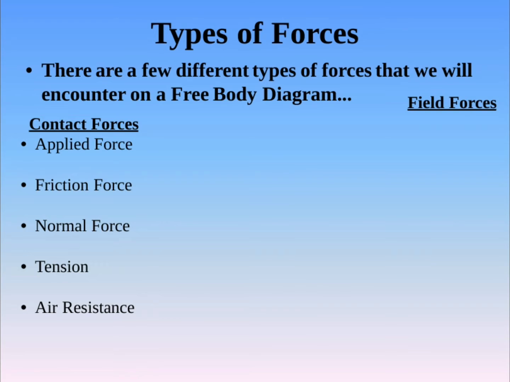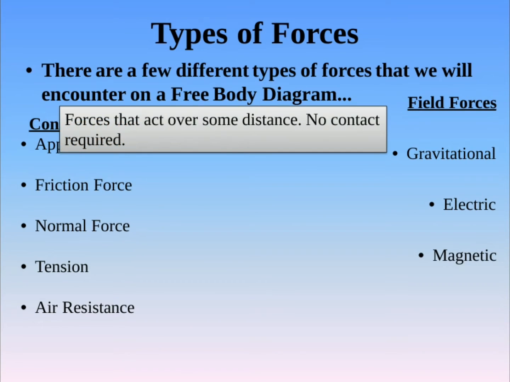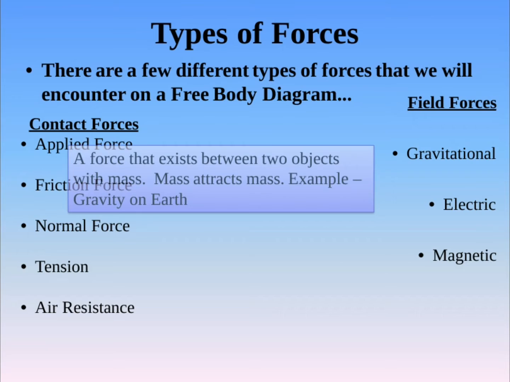Okay, so the next set of forces we'll be talking about are field forces. Some examples are gravity, the electric force, and the magnetic force. These are forces that act over some distance, so there's no contact required. They don't need to be in direct contact for these forces to be exerted. The first one, the gravitational force, is a force that exists between two objects with mass. Mass attracts mass. An example would be gravity on Earth. We're probably all pretty familiar with this force by now.